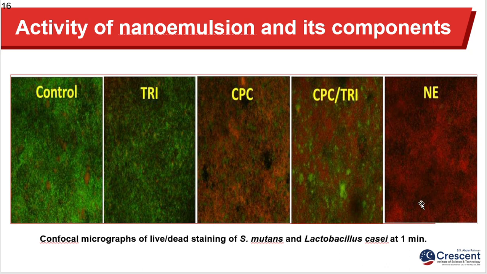You can see this nano emulsion has a reddish color. That reddish color means a lot of cells are dead. When you compare with these other ingredients, you can clearly see that the nano emulsion is working better.